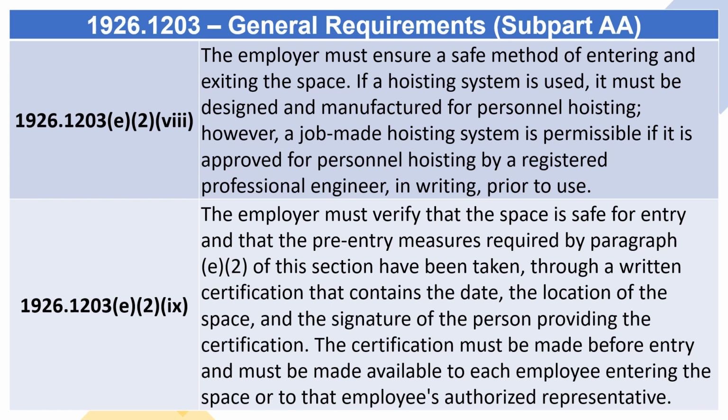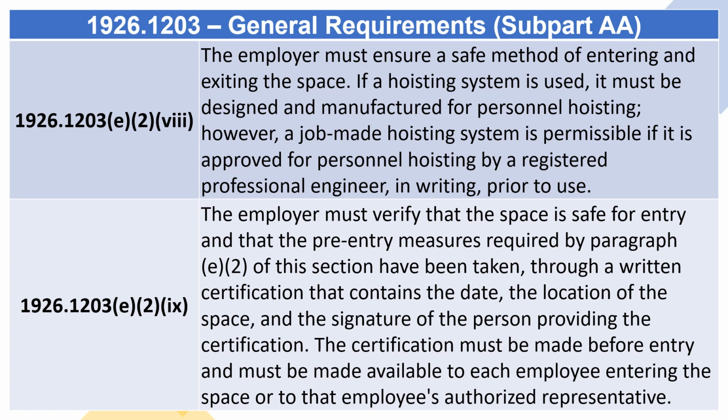1926.1203(e)(2)(viii). The employer must ensure a safe method of entering and exiting the space. If a hoisting system is used, it must be designed and manufactured for personnel hoisting. However, a job-made hoisting system is permissible if it is approved for personnel hoisting by a registered professional engineer, in writing, prior to use.